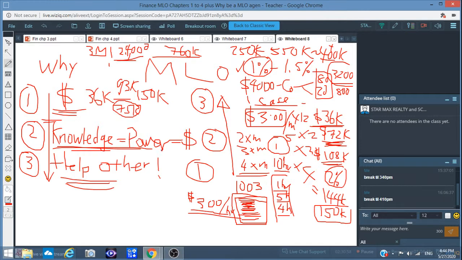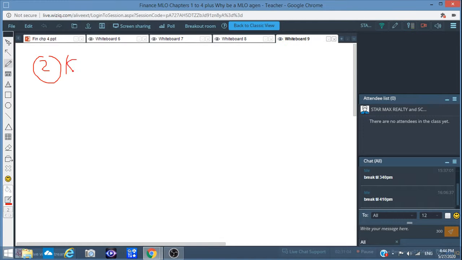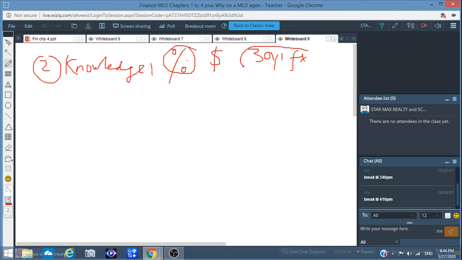Now, as far as knowledge and power is concerned, number two, you pick up your knowledge. How? We're going to teach you, looking at the interest rate, to save money. For one thing, after you know everything about being an MLO, the 30-year fixed rate mortgage will be history. Unless it's your own home, for all investment homes, no investor will use a 30-year fixed.